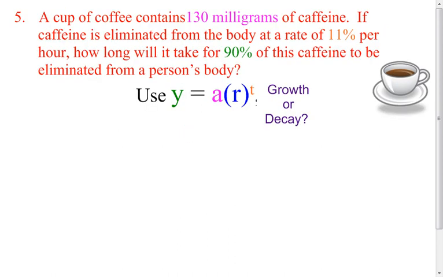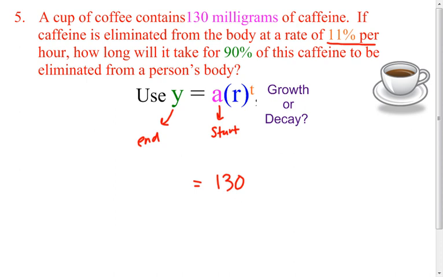All right. Similarly, a cup of coffee contains 130 milligrams of caffeine. It is eliminated from the body at 11% per hour. How long will it take for 90% of this caffeine to be eliminated from a person's body? All right, again, this is what you're ending with. This is what you're starting with. Okay? Clearly, I'm starting with 130 milligrams, so I can do that.